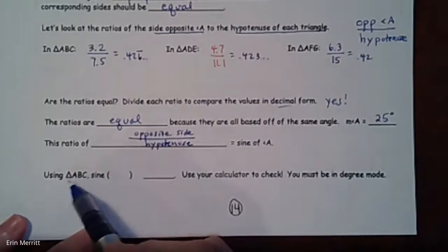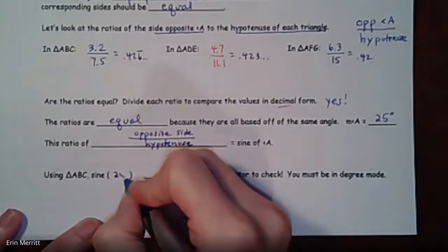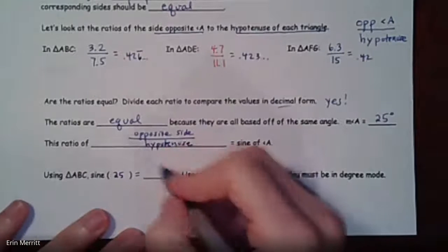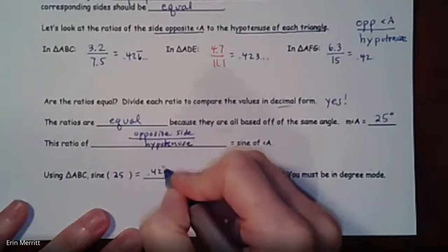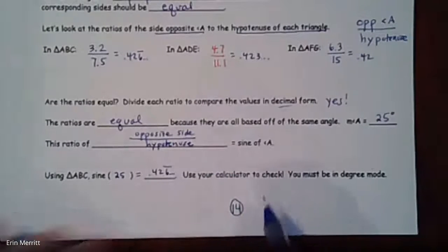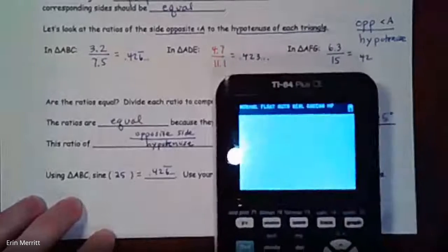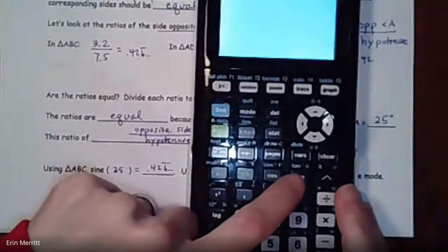So down here, when it says using triangle ABC, since sine of 25 degrees was the one that came out to be like 0.426 repeating, it's saying use your calculator to check. On your calculator, you should have the buttons right here: sine, cosine, tangent.